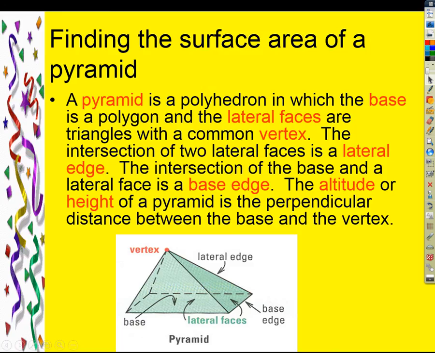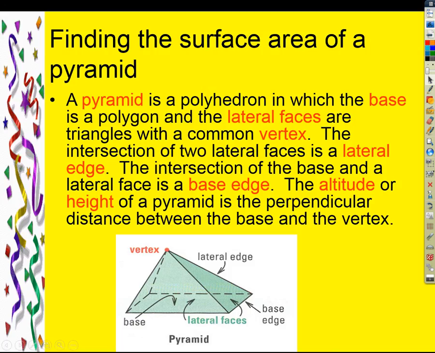So we would say that the base is what sits on the coffee table, so to speak. The lateral faces are the triangular pieces of the pyramid. The lateral edges are where the triangles meet. The base edges are the edges that are in contact with the glass coffee table.